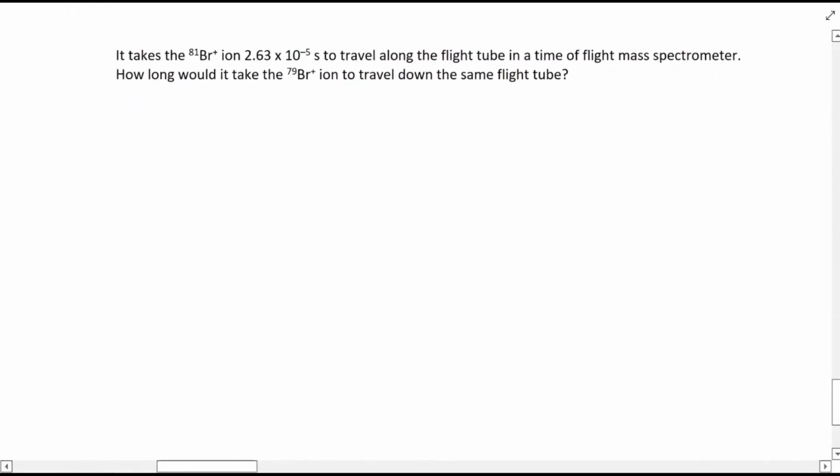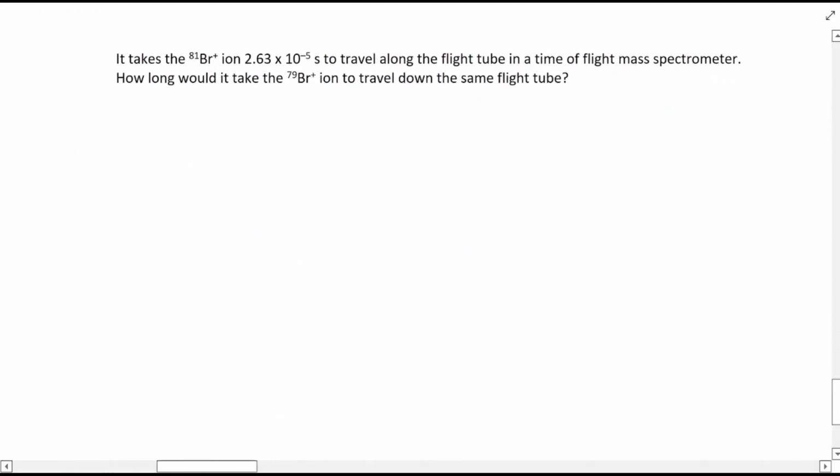So here I've used a Br plus ion. Now you'll remember from the beginning of the video that generally these things would be diatomic molecules that are ionized. I've chosen this as a very simplified example just to show you how to do it. Okay, but we've got 81 and 79, and so this one's the heavier one, and that's how long it's taking. Okay, and it's flying across the same mass spectrometer. How long would it take a 79 ion to travel down the same flight tube?